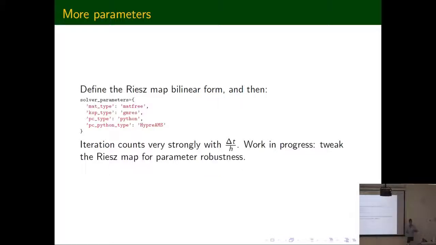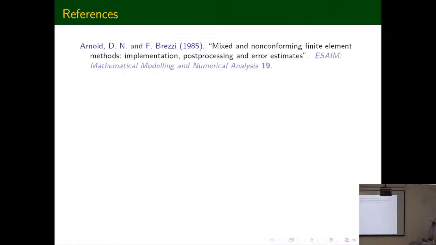It's not great yet. What happens is that as delta t changes, my iteration counts are varying very wildly. So I need to do some work on what they call robust preconditioning for this, which is where you change the relative weights of all of the terms in the Riesz map, and if you do it right, but this is in progress, so I haven't done it right yet, you'll be able to get not only mesh independent iteration counts, but ones that are also independent of the delta t. So that's some stuff that I'm working on now.